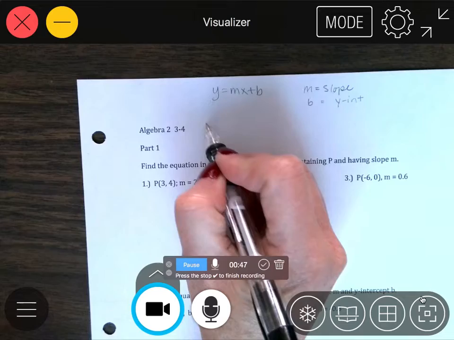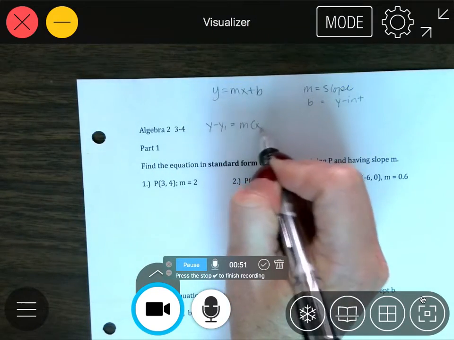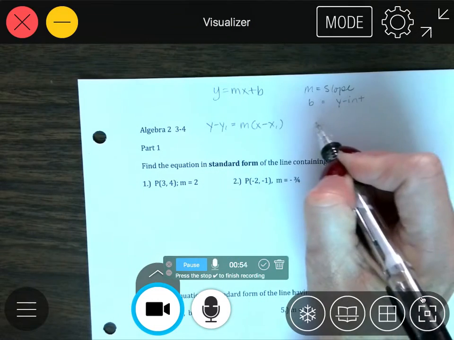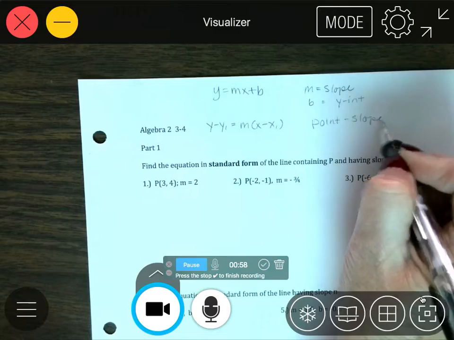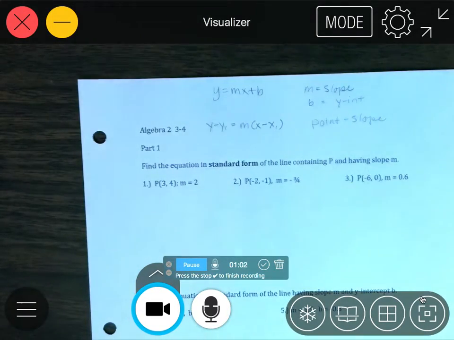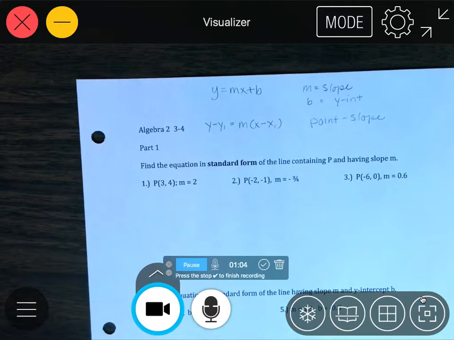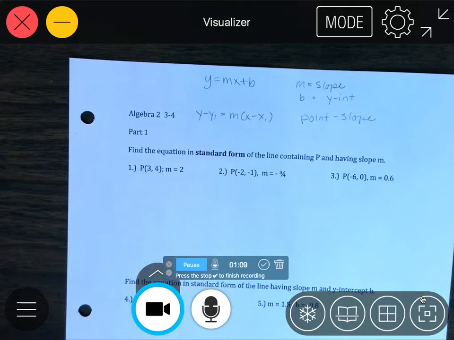The other one we haven't talked about is, this one is called your point slope. And your point slope is if they give you a point and if they give you a slope. And that's where we're going to run into on problems numbers 1, 2, and 3. If they give you a point and if they give you a slope.